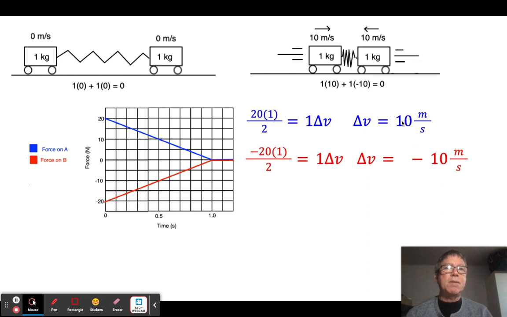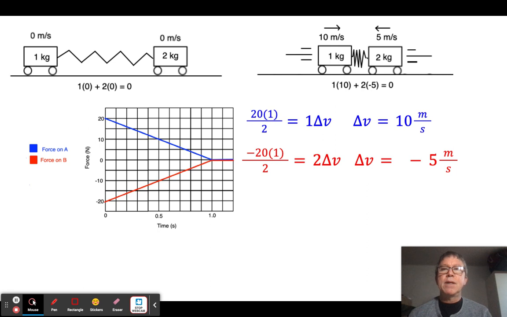All right. And so if I look at these two, I have 1 kilogram at 10 and 1 kilogram at -10. And when I sum that up, I get zero. There's no change to the momentum of the system.